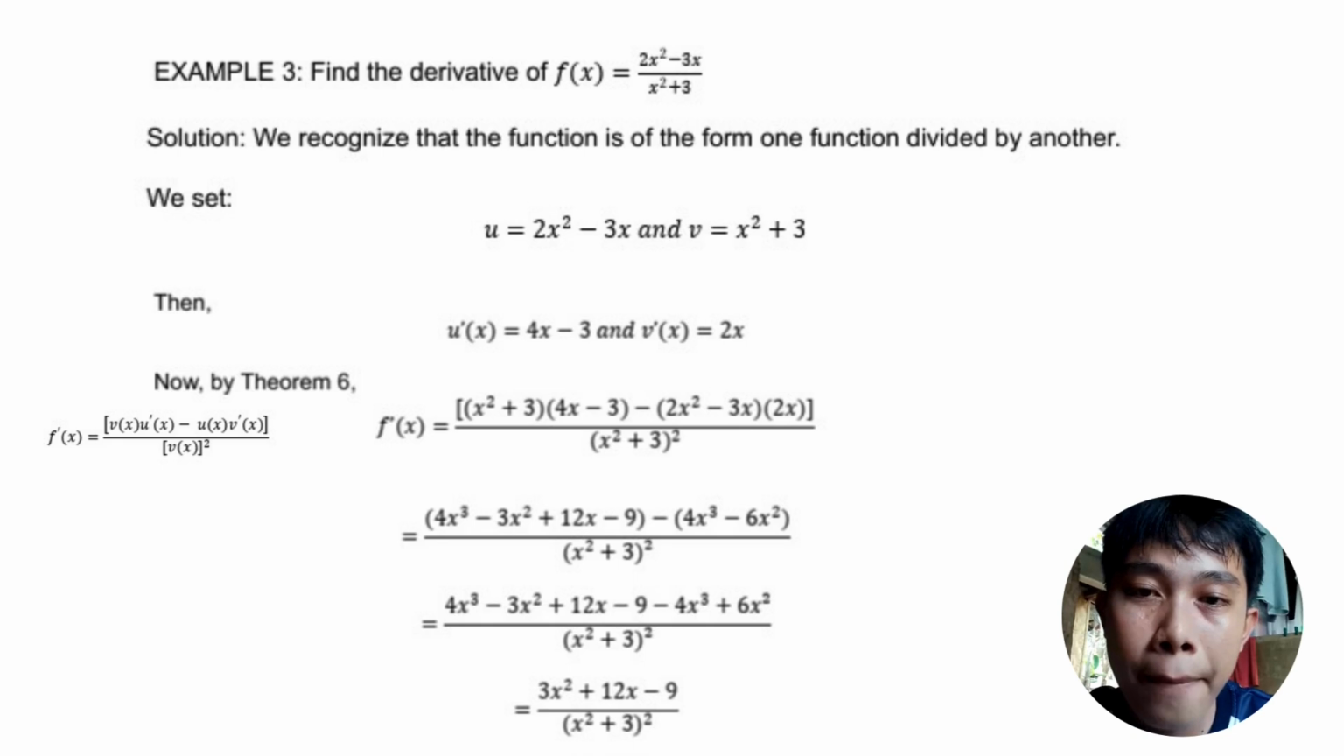Then we simply distribute the negative sign to the next terms following it. So 4x cubed multiplied by the negative sign is simply negative 4x cubed.